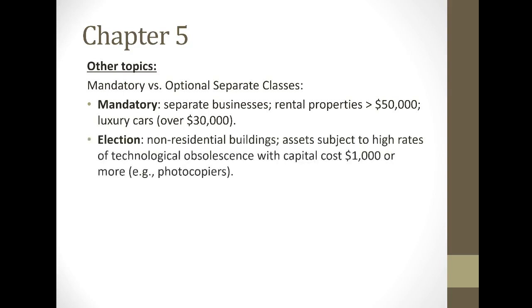There are also optional separate classes, and we focused on assets subject to high rates of technological obsolescence. For example, for photocopiers with a capital cost of $1,000 or more, a business could separate those into separate classes. This election would be beneficial because if there was a terminal loss when they sold that photocopier, they could deduct that amount right away, since the photocopier is in a separate class.